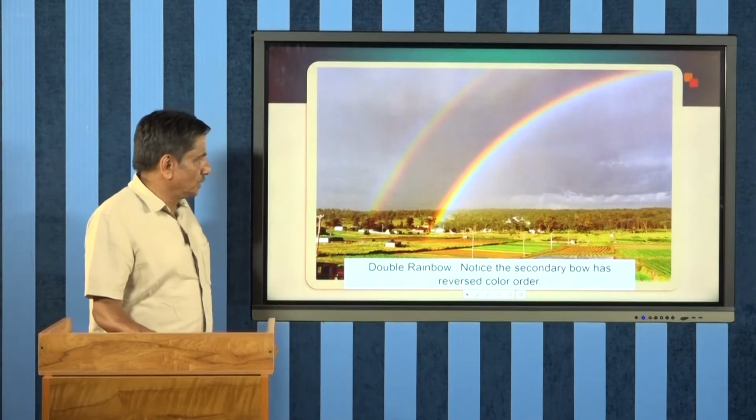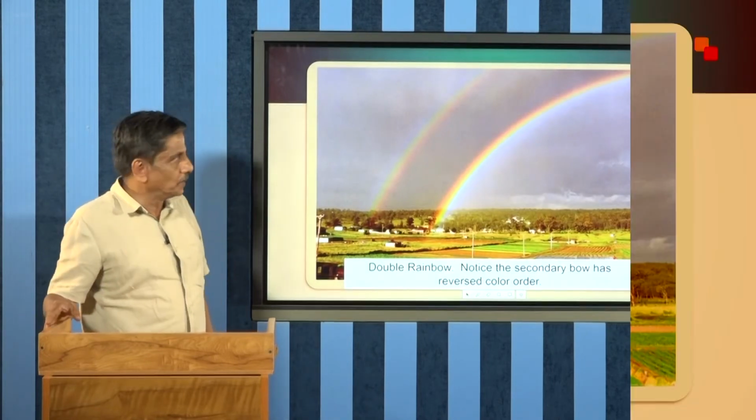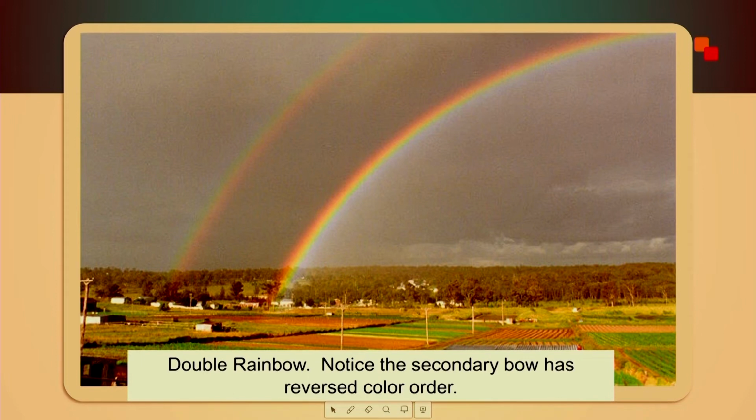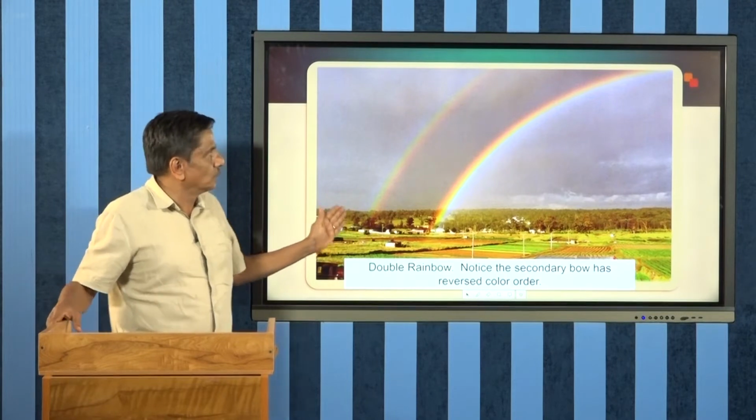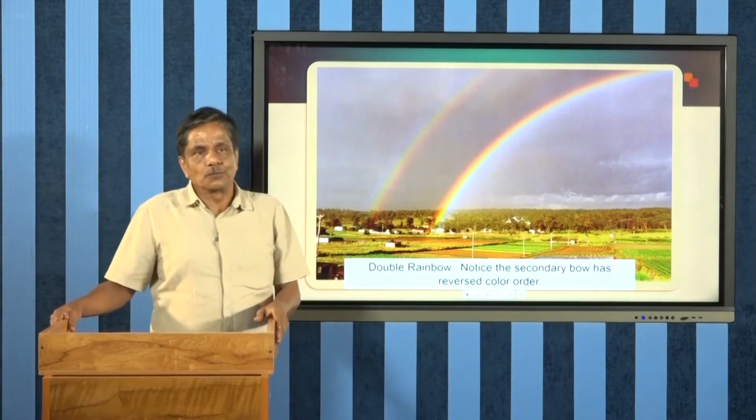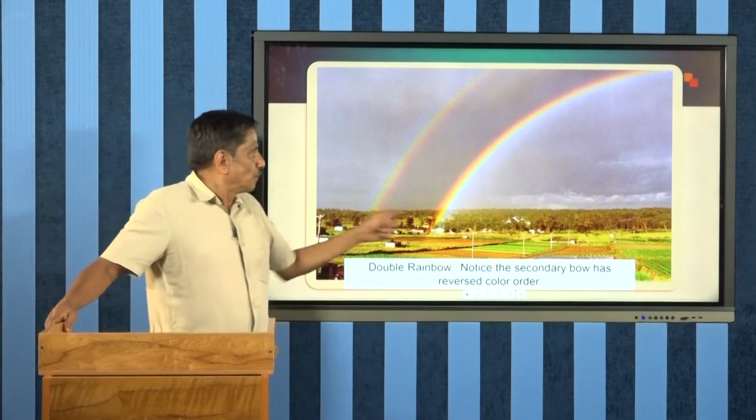Now, this is a double rainbow. Double means we have a primary as well as a secondary rainbow. This is the primary rainbow, which is more intense, and apart from this, after a certain distance, you can see the secondary rainbow, and there is a gap between these two.